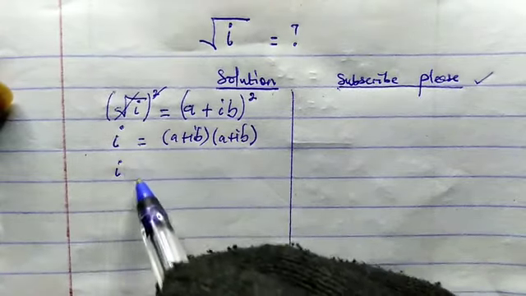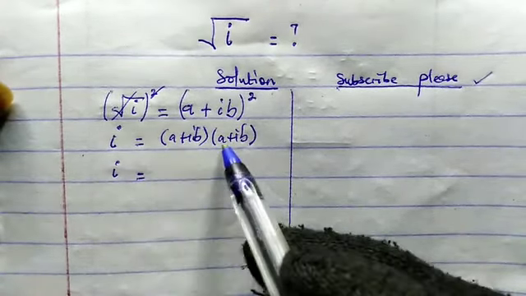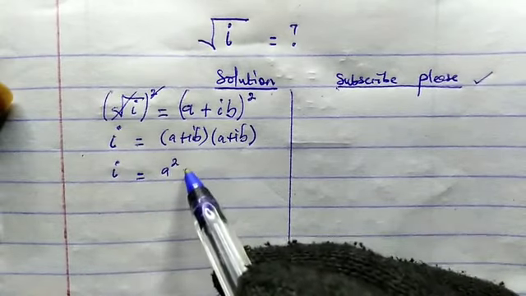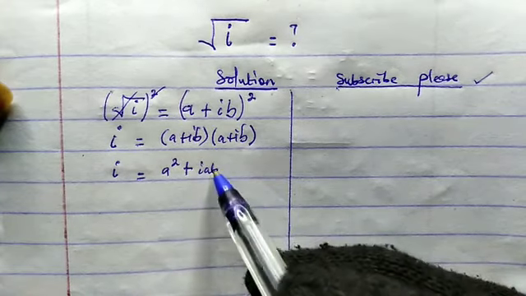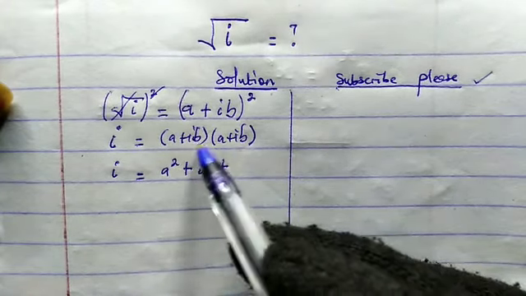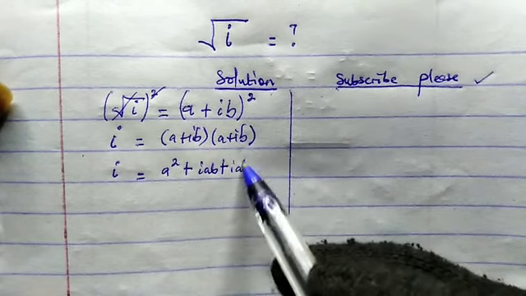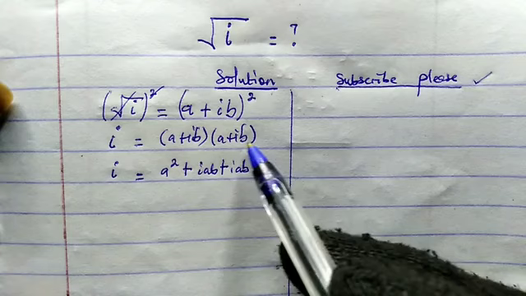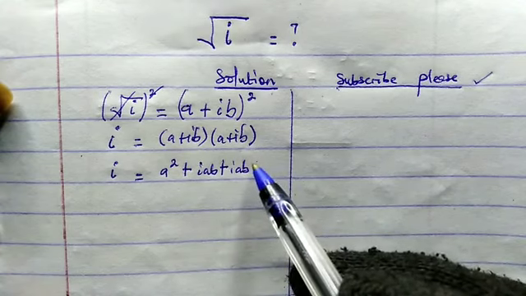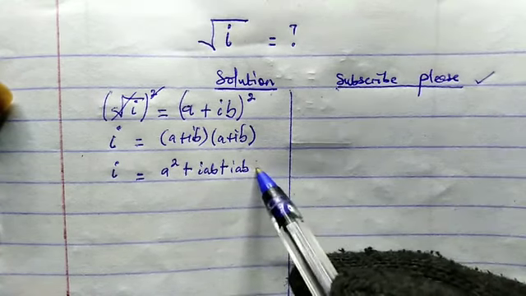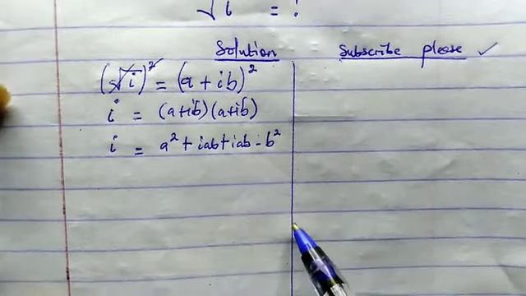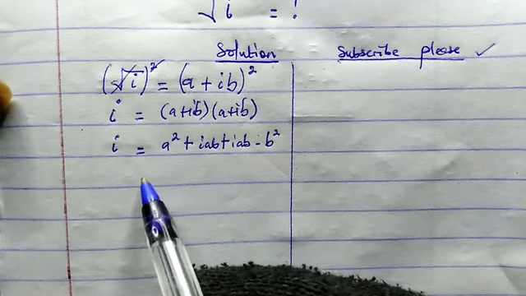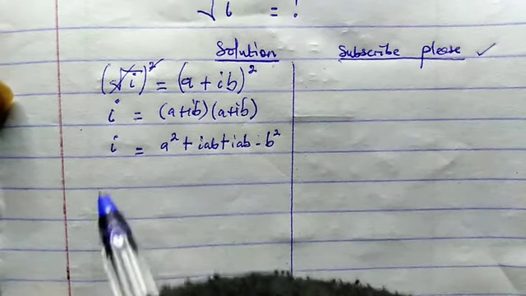So here I is equal to A times A here is A squared plus A times IB is IAB plus IB times A here is IAB. Then IB times IB, I times I is I squared, which is -1. Then we have negative B squared. You just need to be careful when dealing with complex numbers or imaginary numbers, right?